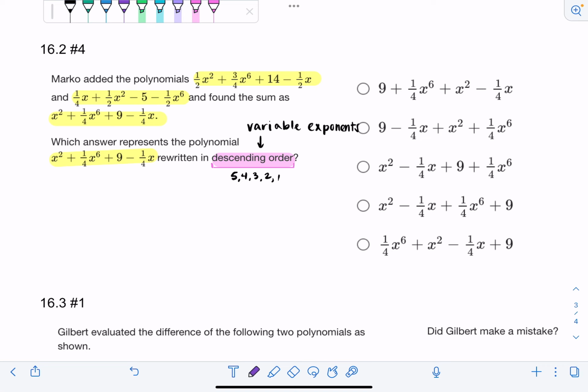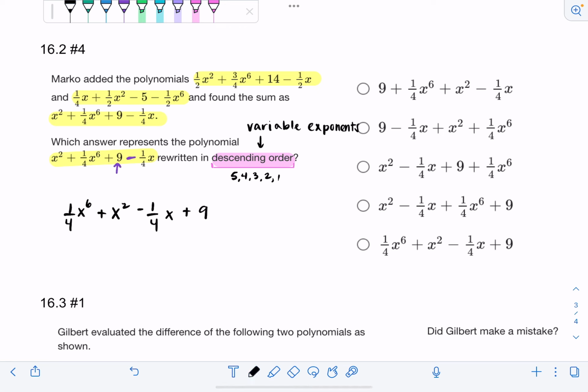So if I look at my 4 terms, the highest exponent is the x to the 6th power. This one has x squared, this one has no exponent at all, and this is x to the 1st power. So I would have to start my expression with the 1/4 x to the 6th. And then the next highest power is this x squared. So next I would put plus x squared since it's a positive x squared. And then next I would put the x to the 1st power. Since there's a minus in front of it, it belongs to it. So I would do minus 1/4 x. And then always last in descending order would be the constant term. So the plus 9 at the end.